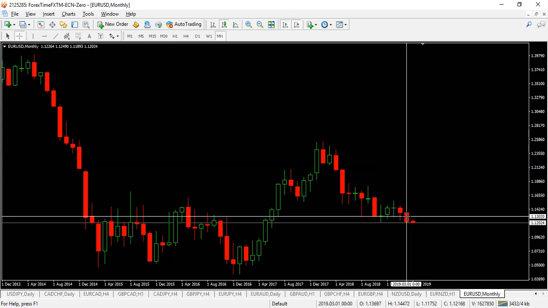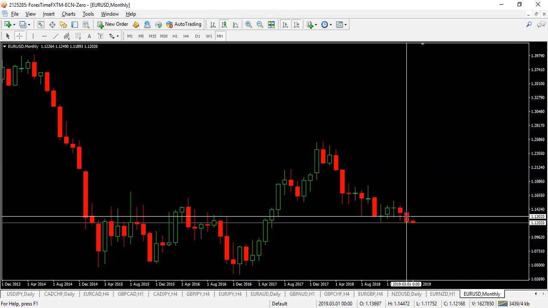So now that my crosshair is on this candle, I can see the values for H, L, and C. Are you with me? Yeah, I'm with you, sir. There are also values for O and V, but we don't need those. We need H, L, and C.